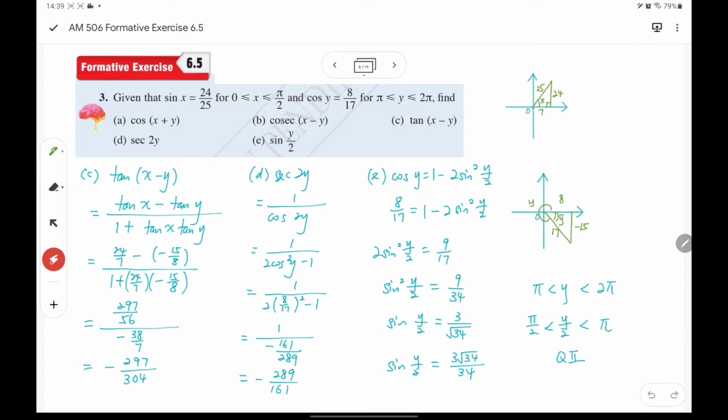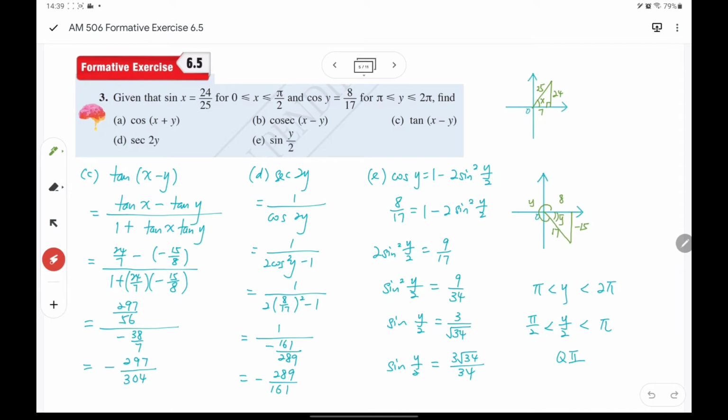D, secant of 2y. So secant of 2y is 1 over cosine 2y, which we can write using 2 cosine square y minus 1. So we have cosine square y, (8 over 17) square, times 2 and then minus 1. So we get negative 289 divided by 161.